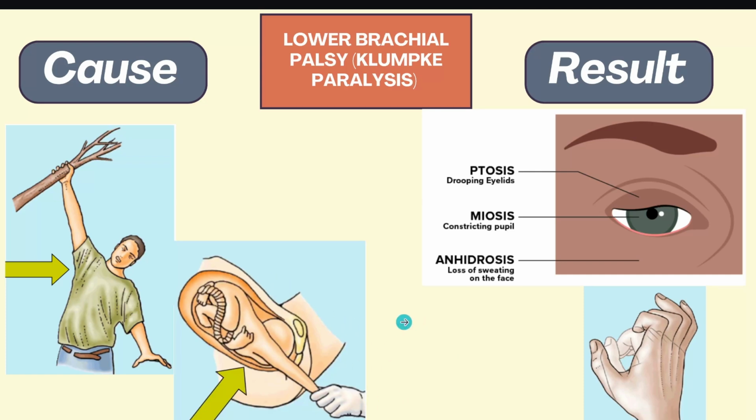Now, what can this cause? This can cause Horner syndrome. Horner syndrome is a combination of ptosis, miosis, and anhidrosis. You can know from here, ptosis is drooping of the eyelids, miosis is a constricted pupil, and anhidrosis is loss of sweating on the face. Now, another sign is going to be a complete claw hand. Just know, in lower brachial palsy, you can have a complete claw hand.